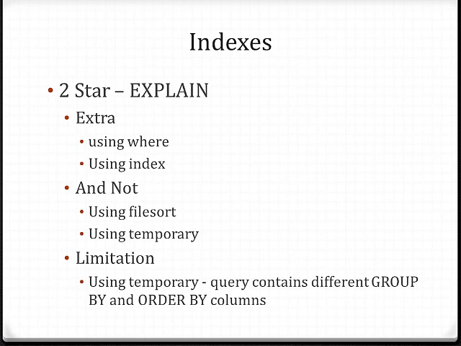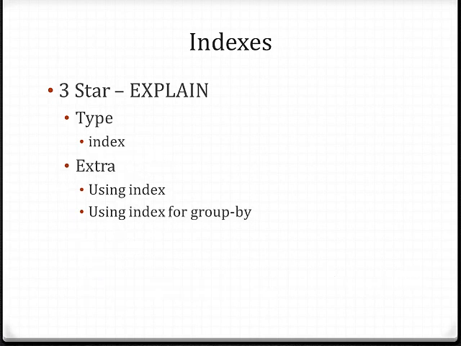The limitation here is that if you have a different column for the order by and a different column for the group by in your SQL, then you drop off. You can only get two stars with it. You can either improve the order by or improve the group by. You can't improve both, and you won't go to a covering index. And then you have the covering index, three-star.